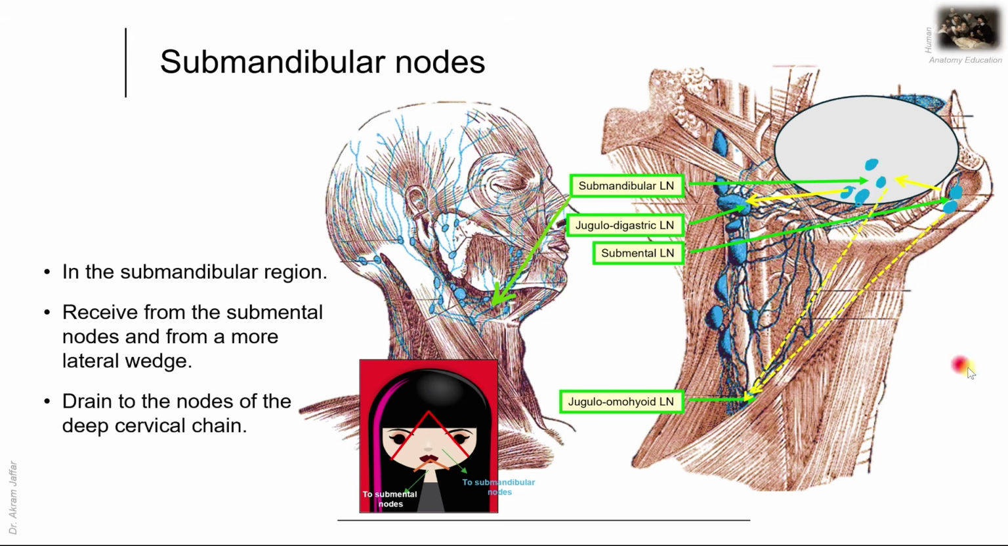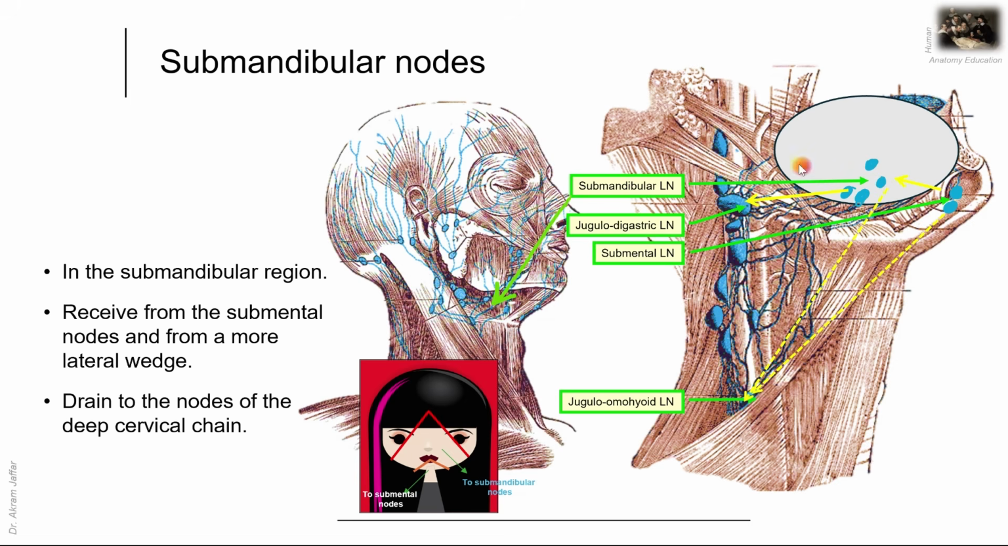receive from a wider wedge on the face. So they receive from the cheek, from the nose, from the upper lip, the underlying paranasal sinuses, from the maxillary teeth, as we are going to mention in a moment, from the gingiva, from the mucosa of the hard palate, the posterior floor of the mouth, and also from the tongue. So all these lymphatics will drain to the submandibular lymph nodes.